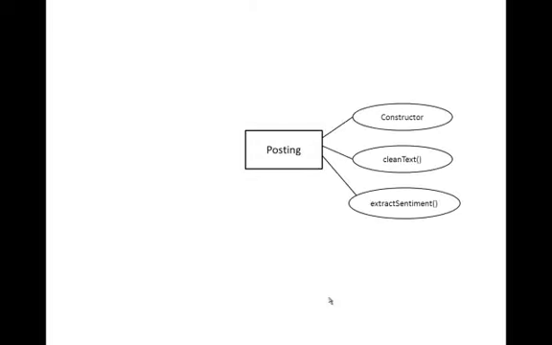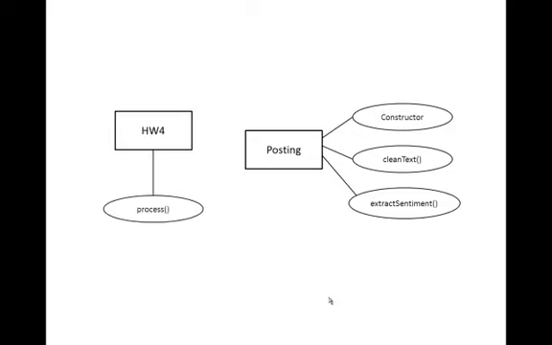So let's talk about what you already know from Homework 4. From Homework 4, you implemented the posting class, which has one constructor and two methods. One is clean text, the other one is extract sentiment. In Homework 4 also you have a class called Homework 4 that has a method called process, and in this process method we instantiate a posting object, or we create a posting object, and then we invoke these two methods, clean text and extract sentiment.